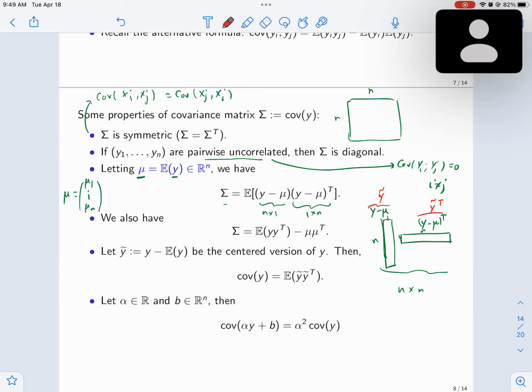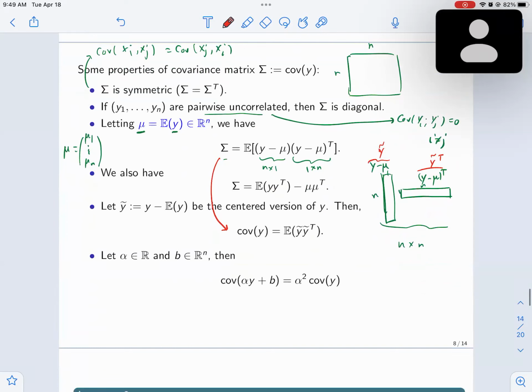So this expression is exactly the same as what I wrote down there. So the expectation of y tilde y tilde transpose, that's simpler. So let's see if someone can argue why this is the case. Can you tell me what the ij entry of this would be?